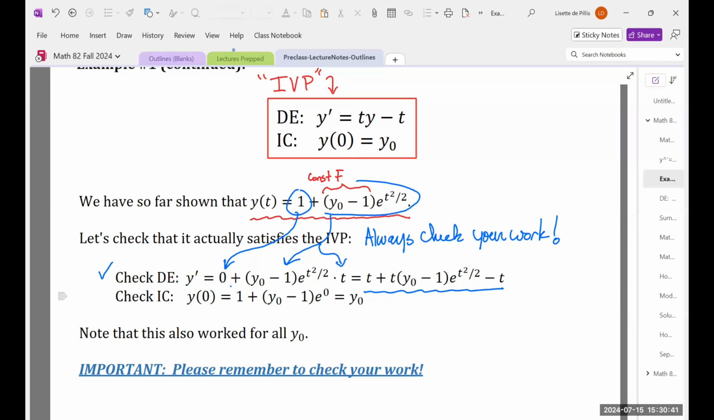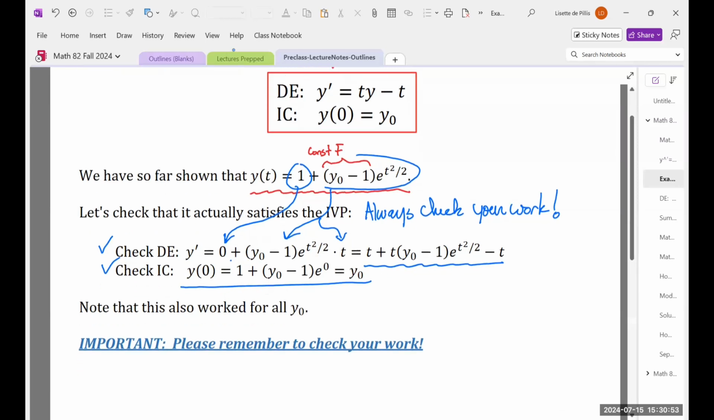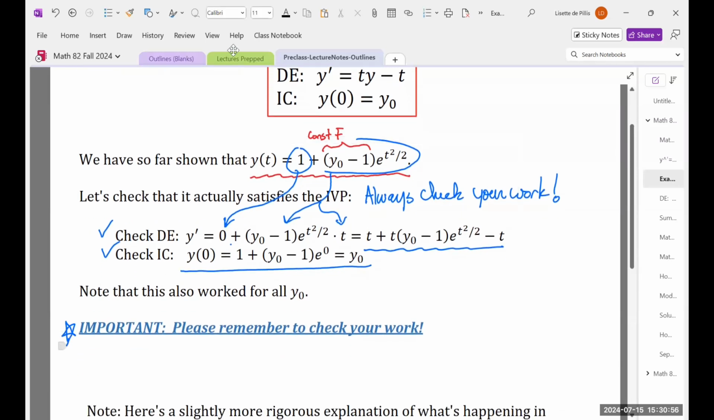Now let's check the initial condition, and you plug that in. And in fact, when you plug in time equals 0, you get your y naught back. So everything actually works. So this works for all y naught. So again, I can't emphasize enough how important it is to always check your work.